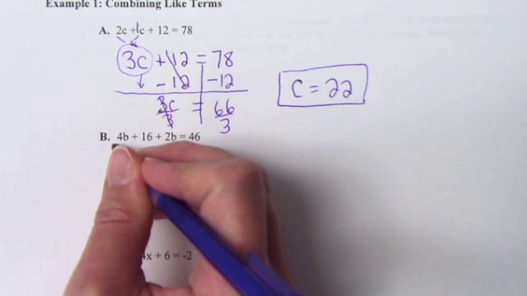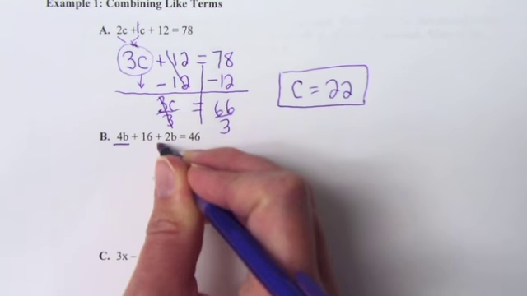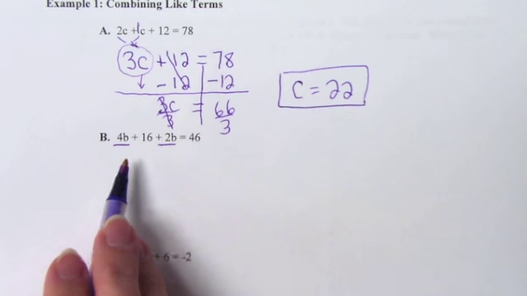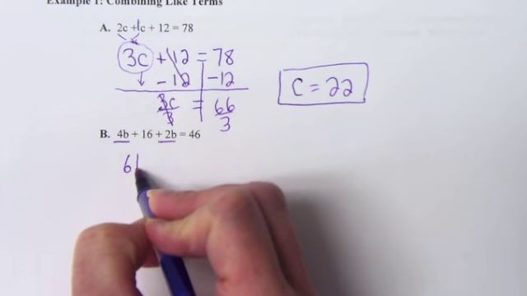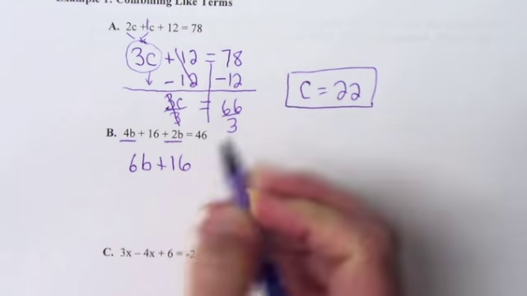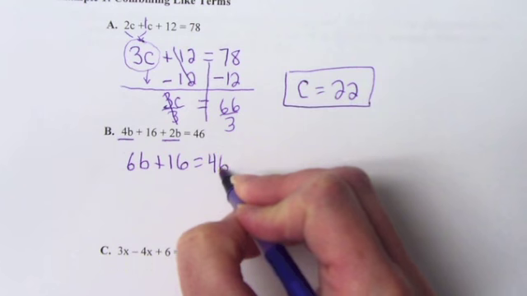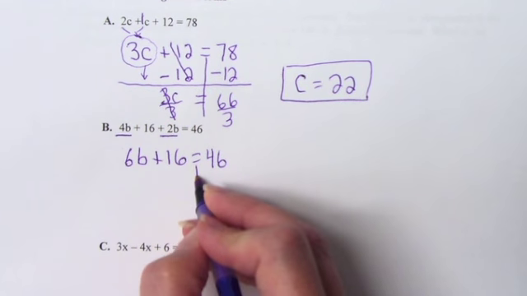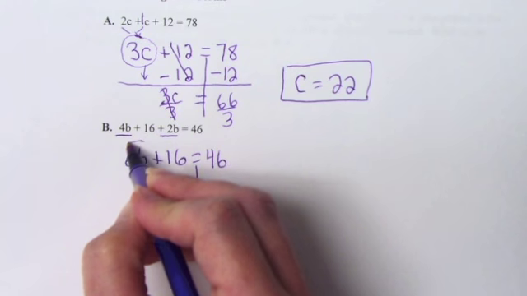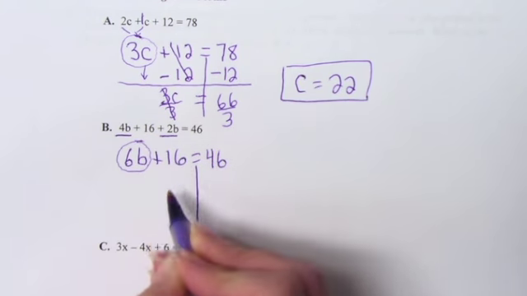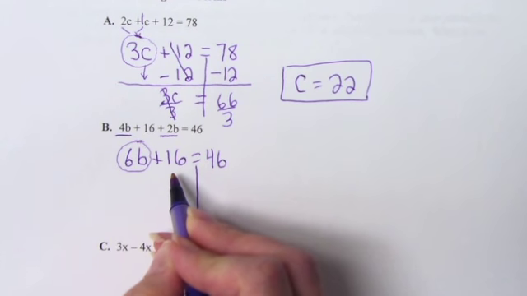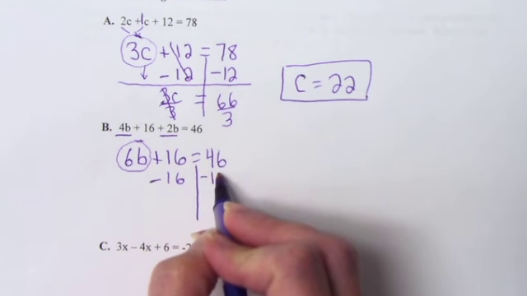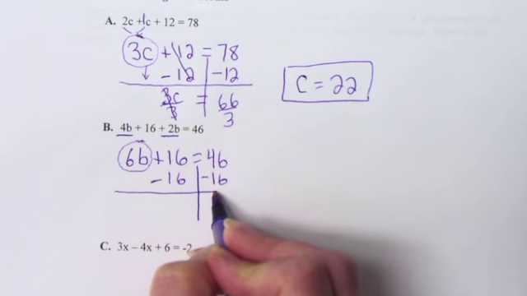So we need to combine our like terms. We have 4b and we have 2b. So if a positive 4b and a positive 2b, we add that, we get 6b. So we get 6b plus 16 equals 46. Now let's go ahead and draw our line in the equation. We are going to want to get the 6b all by itself, so we need to take care of this positive 16. The opposite of a positive 16 is a negative 16. So we're subtracting 16 from both sides.